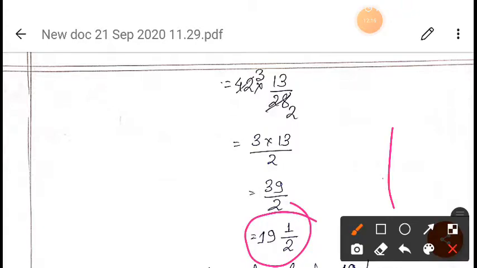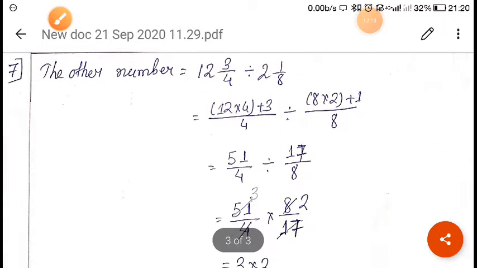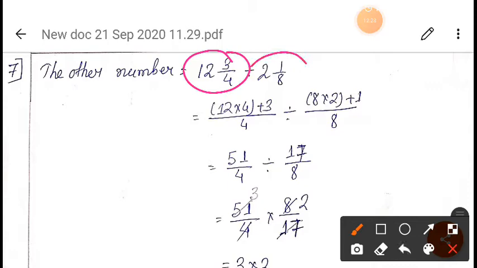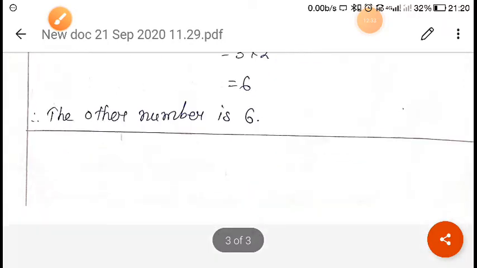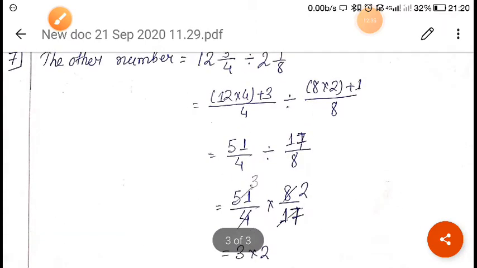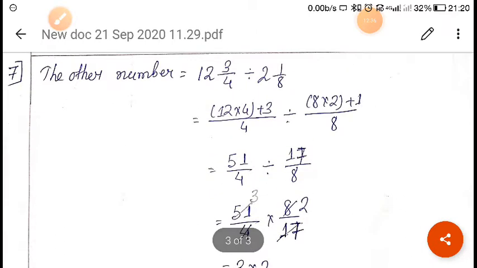Okay, now next is question number 7. The product of two numbers is 12, 3 by 4. If one number is 2, 1 by 8, calculate the other, same. We have to divide this and this, and we will get this. Next is question number 8. Question number 7 you have understood, right?